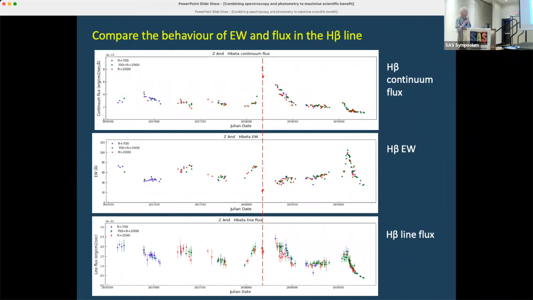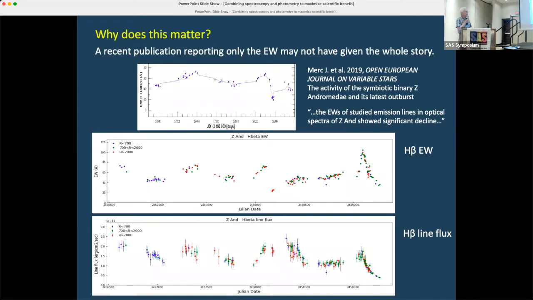Next slide. There was a paper that came out about that outburst, which made the comment that the equivalent widths of studied emission lines in general in optical spectra of Z And showed significant decline, as indeed they did. The plot at the top is the one that was in the paper, which is very similar to the results we got from analyzing the ARAS spectra.